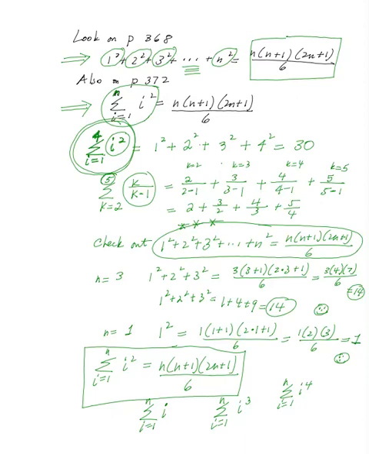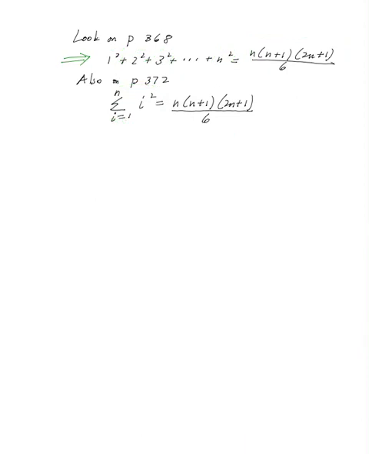One other preliminary before we get to what we want to do. It's the main thing today: find the exact area underneath a curve. If you look on page 368, you will see this. And then they write a similar thing, just using summation notation, on page 372.